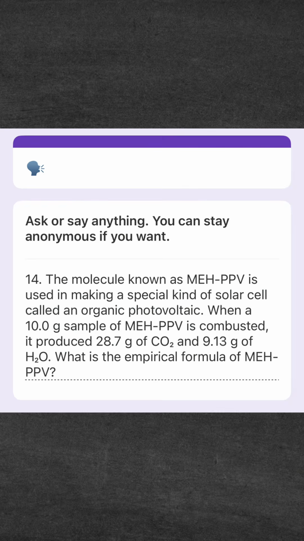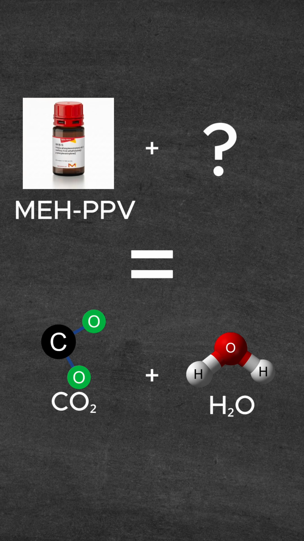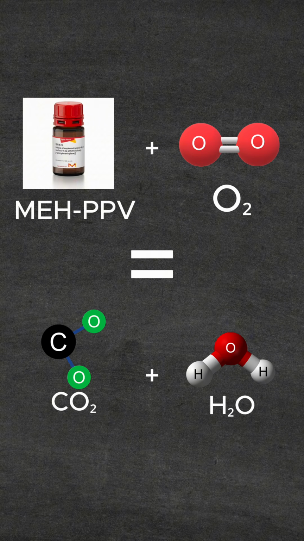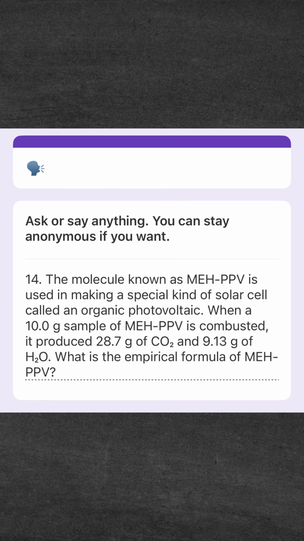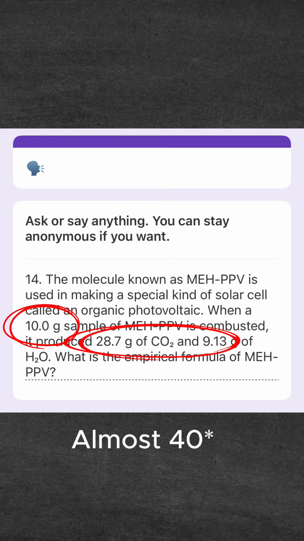So the first thing that we need to recognize is that this is a combustion reaction. So that means that MEH-PPV is definitely reacting with only oxygen, or O2. So we also definitely know that its formula is going to contain carbon, hydrogen, and oxygen. Also notice that we started with 10 grams of MEH-PPV and the product side ended up being about 30 grams. So all of that extra weight came only from the O2.